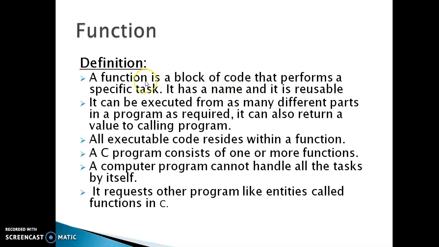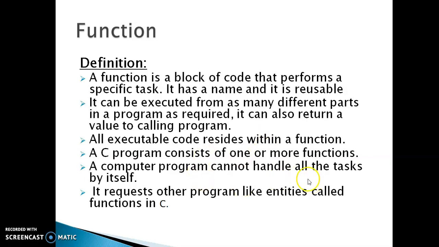Now, what is a function? A function in C language is a block of code that performs a specific task. This function has a name, it is reusable and can be executed from as many different parts in a program as required, and it can also return a value to a calling program. All executable code resides within a function. A C program consists of one or more functions. Without a function, we cannot write a C program.